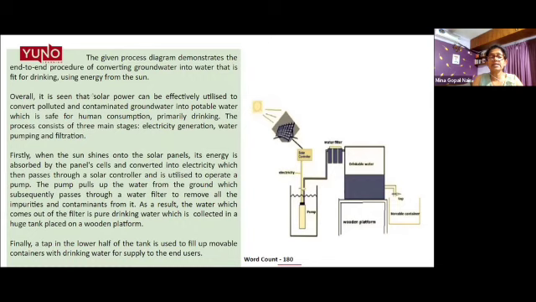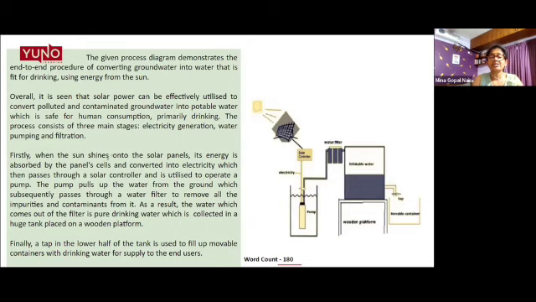Overall, it is seen that solar power can be effectively utilized to convert polluted and contaminated groundwater into potable water, which is safe for human consumption, primarily drinking. The process consists of 3 main stages: electricity generation, water pumping, and filtration. So this was your overview. Now we have the third and fourth paragraph.